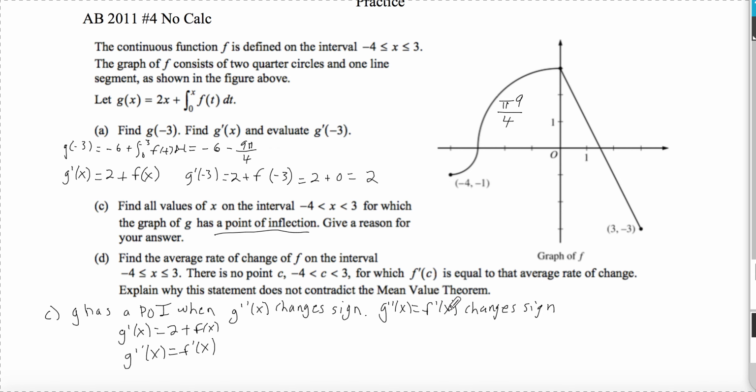Okay. F prime, that's the slope of this f graph. So where does our slope change sign? In other words, where does f go from increasing to decreasing or vice versa? The slope of f is positive up until 0, and then the slope of f is negative after that. So we can say g double prime, which is f prime of x, changes sign at x equals 0. So g has a point of inflection at x equals 0.